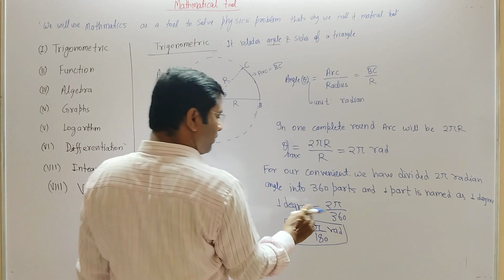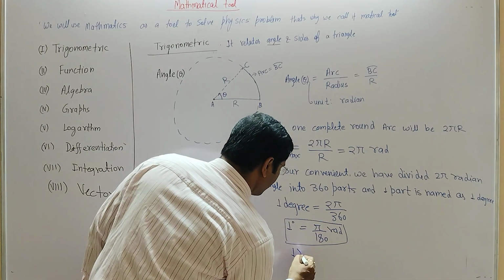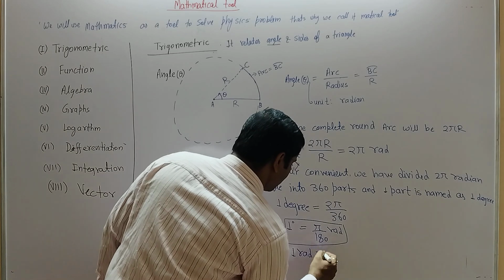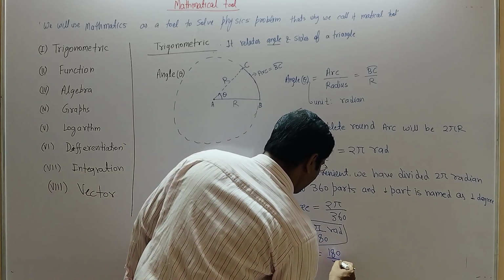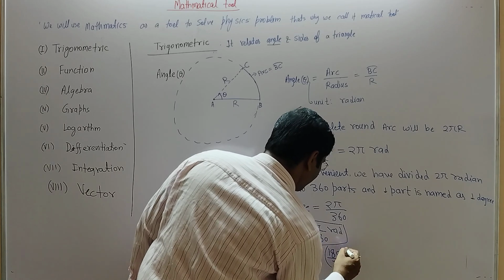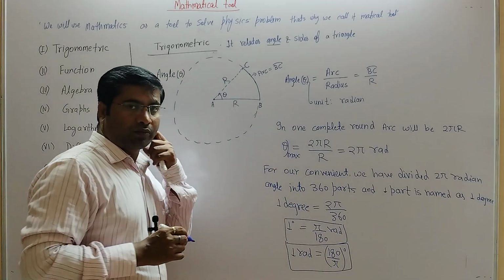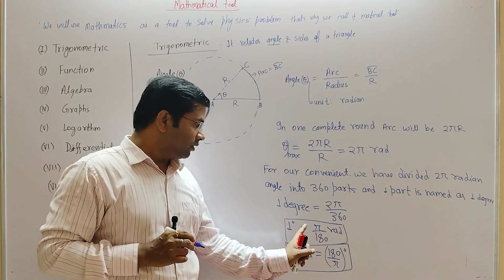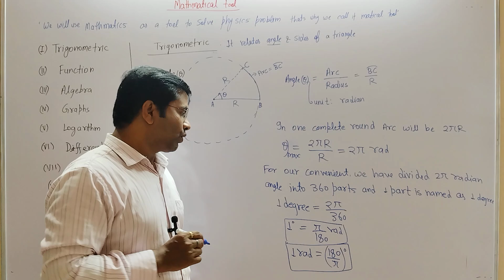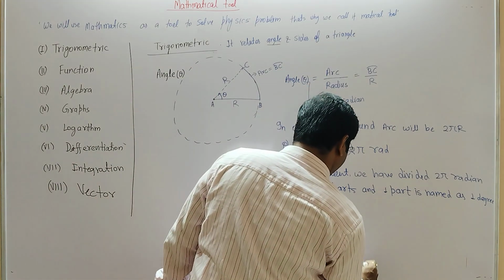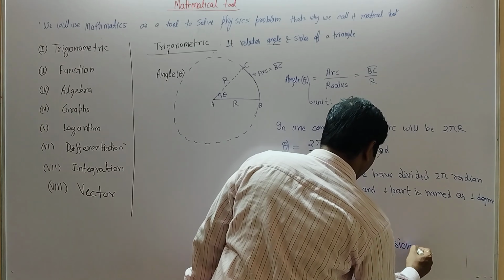Similarly, if I want to write 1 radian equal to in degree, we can write here 1 radian equal to 180 upon pi, and this will be in degree. So we are getting two formulas, to convert degree to radian and to convert radian to degree. This is also known as the conversion formula.